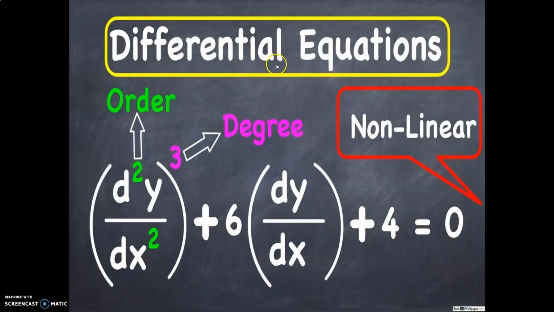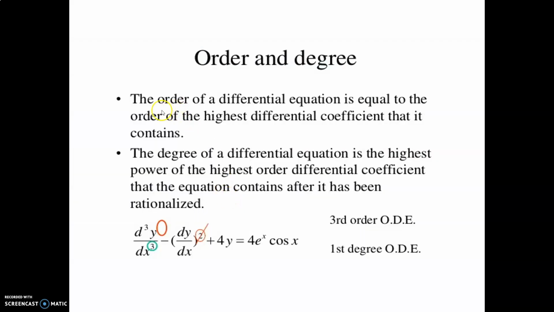Last lecture we continued with the topic differential equation formation. (d²y/dx²)³ + 6 dy/dx + 4 = 0. Here we consider the order, meaning the highest order derivative of the given differential equation, and the degree of the highest order derivative is called the degree of that differential equation. Let us revise the order and degree of a differential equation.